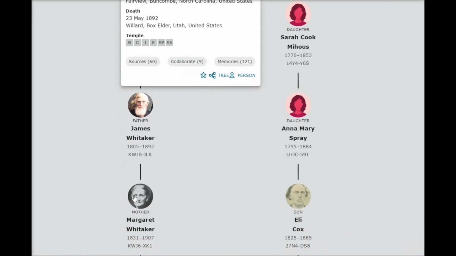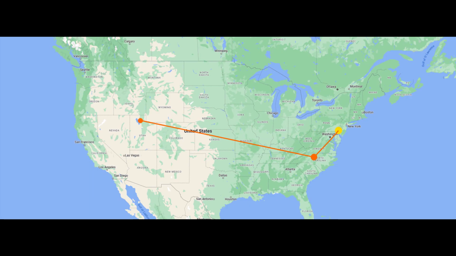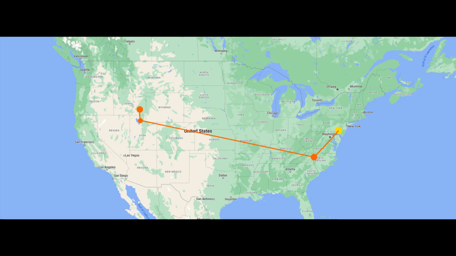His daughter Margaret joined him on his trek and died in 1907 in the same area. The church, however, was growing really fast and didn't want all the people to live in the same area, so they told the people to spread out, and Margaret's son Henry died in 1944 in Pocatello, Idaho. World War I was in 1914, the Great Depression in 1929, and World War II was in 1939. So he lived through all three of them and died at the age of 75.